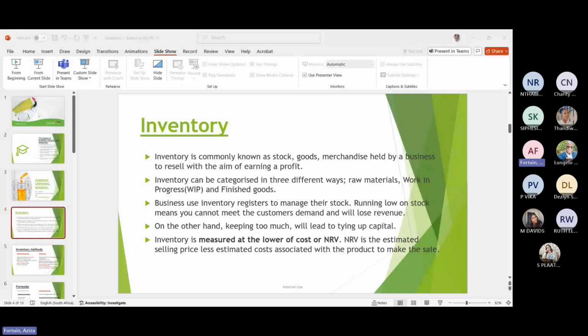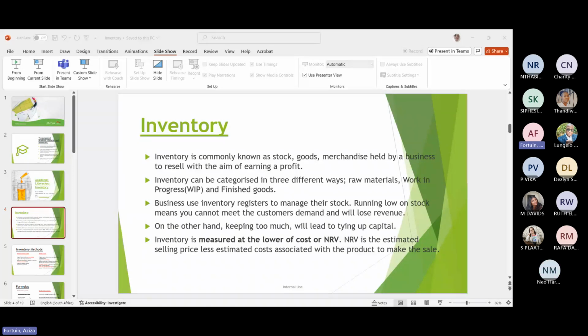Held by a business to resell with the aim of earning a profit. It can be categorized in three different ways. So you get raw material, you get WIP, which is work in progress, and finished goods.